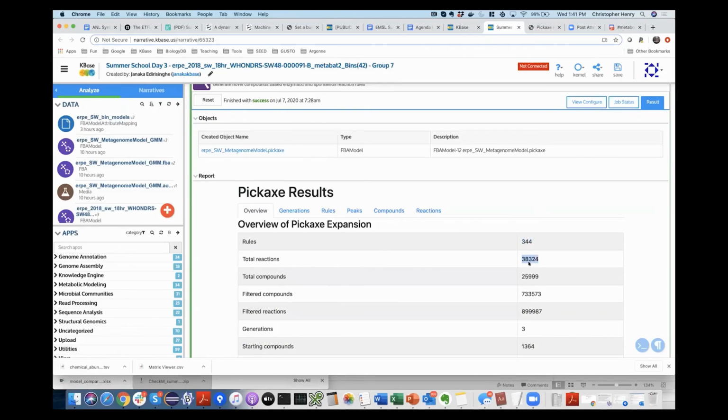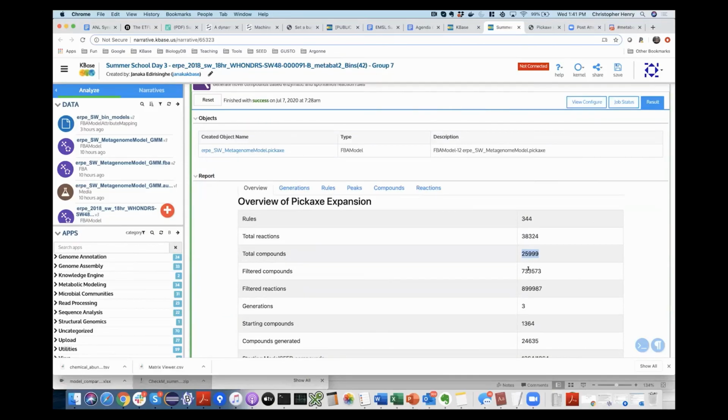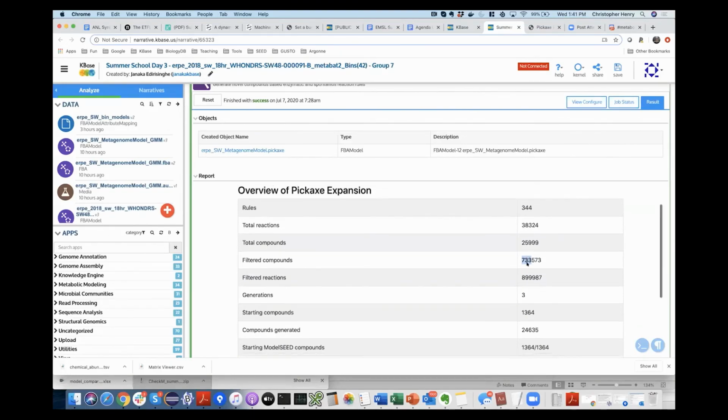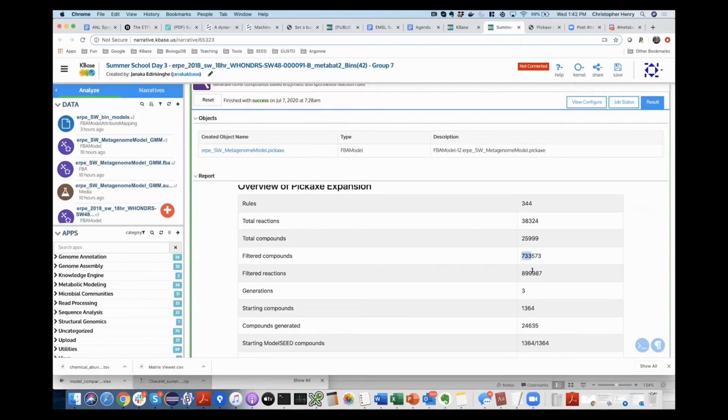This is the number of reactions and compounds produced after filtering. So the filter has been applied. This is the number of reactions and compounds that were filtered. Yes, that's 899,000. So when I said combinatorial explosion, and that's with filtering, by the way, I really, really meant it. If we did not filter, this number after 3 generations would be far, far bigger than this.